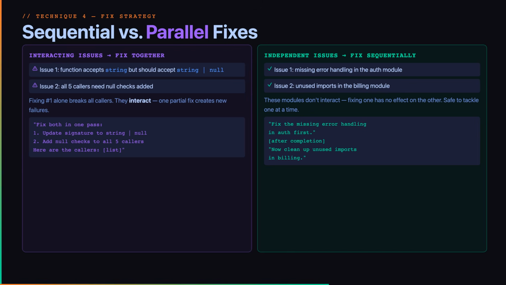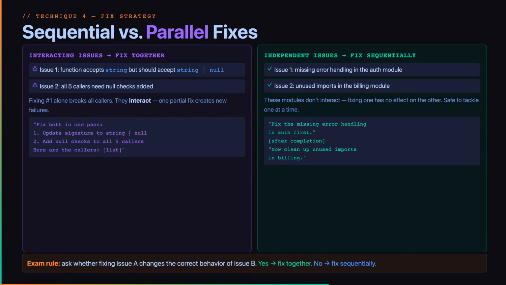Missing error handling in the auth module and unused imports in the billing module do not interact. Fixing one has no effect on the other. You can tackle them one at a time and review each fix in isolation. The exam rule. Ask yourself whether fixing issue A changes the correct behavior of issue B. If yes, fix them together. If no, fix them sequentially.